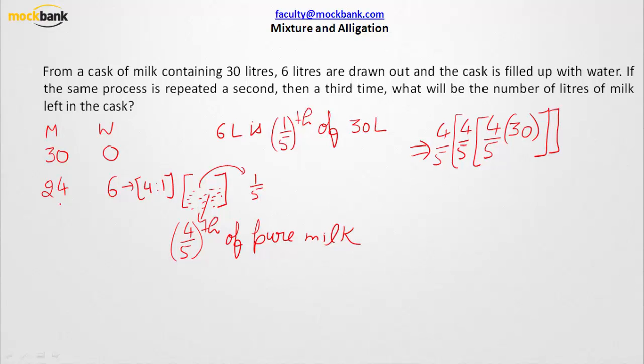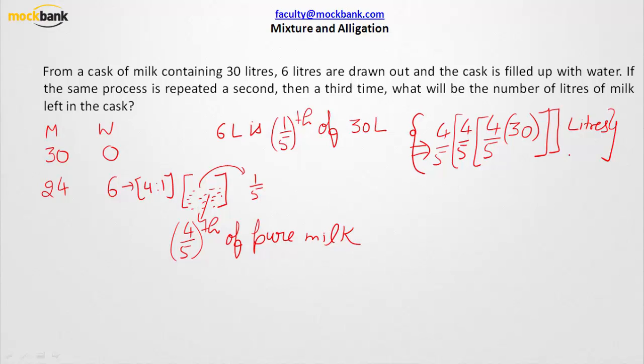You started with 30 liters, 1/5 has been replaced by water, so what are you left with? 4/5. Since the concentration of milk is not going to change, it is only going to reduce, but 4/5 has been changed. Now 4/5 of 4/5 will be left, and that is how you should be approaching this problem. I hope that you can solve it. I am not going to solve this any further, but I can tell you that these many liters of pure milk are going to be left in the container.